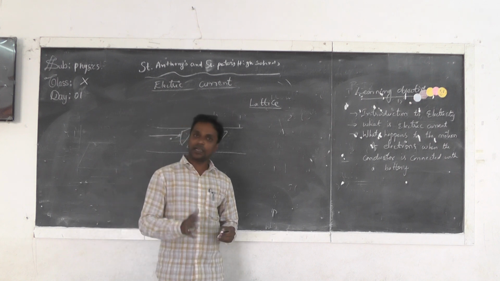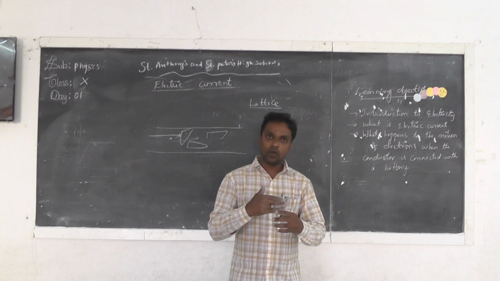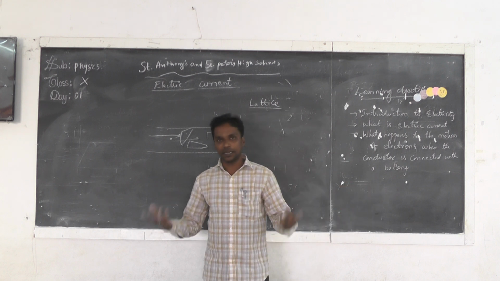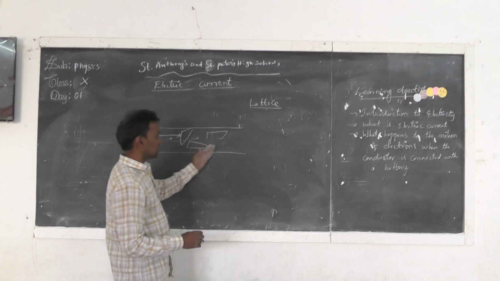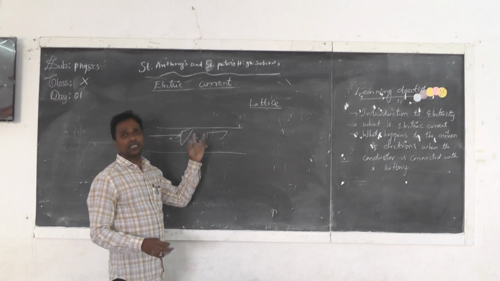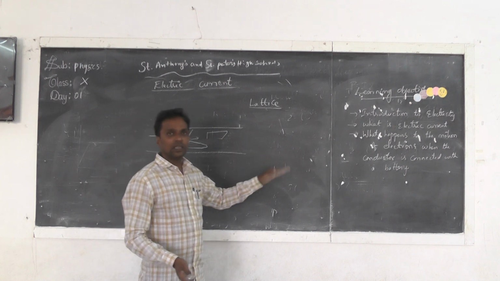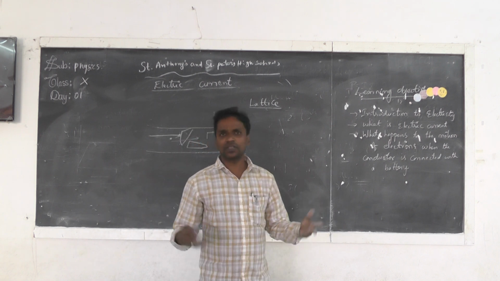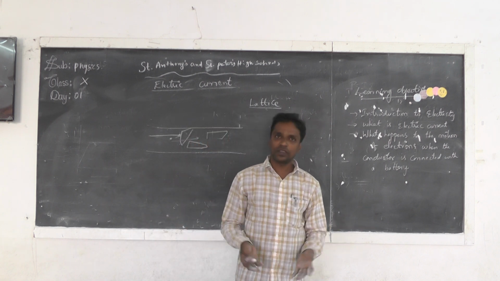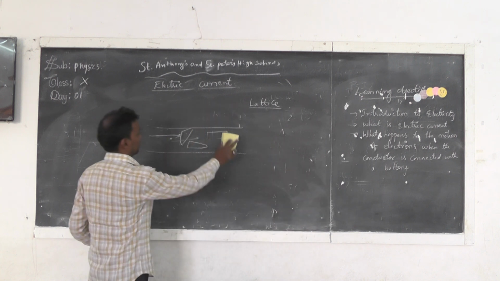When you don't connect any kind of battery or source, what happens? They will be overlapping, and the net resultant force will be 0. Or we say the resultant charge will be 0. This side plus I, that side minus I gets cancelled, so the net charge will be 0. Therefore, we cannot say it is a conductor or insulator. The net charge will not be flowing.